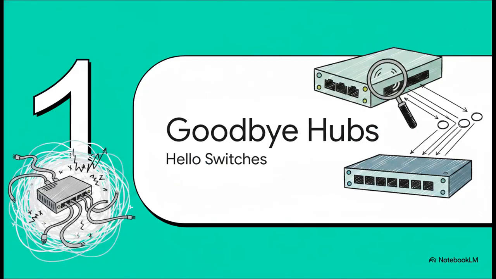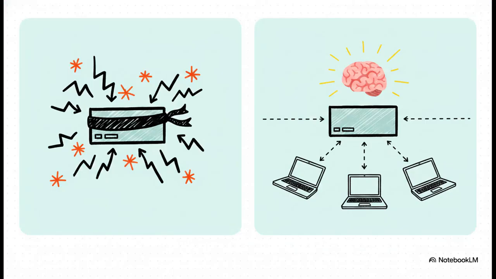Section 1. Goodbye hubs, hello switches. Moving past the collision domain. Let's dive into this by contrasting the chaotic world of the hub with the much more elegant design of the switch. On one side, we have the hub. A hub operates at layer 1, the physical layer, which essentially means it has absolute zero intelligence. It doesn't think, it doesn't decide, it just receives a signal and blindly repeats it out of every single port. It's literally like someone shouting through a megaphone in a crowded room.